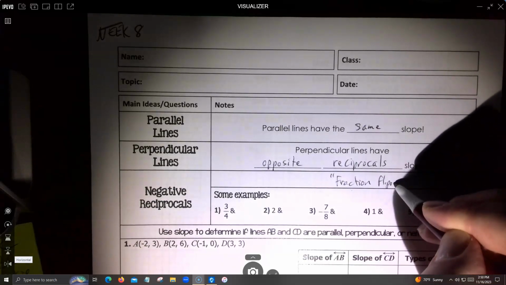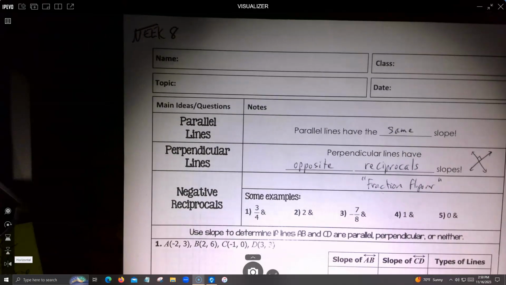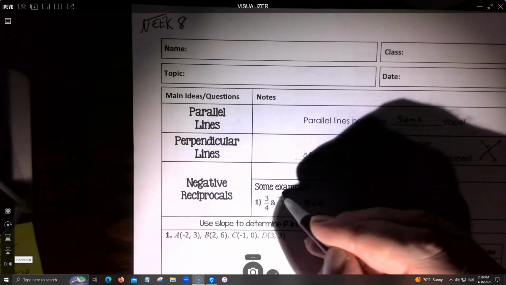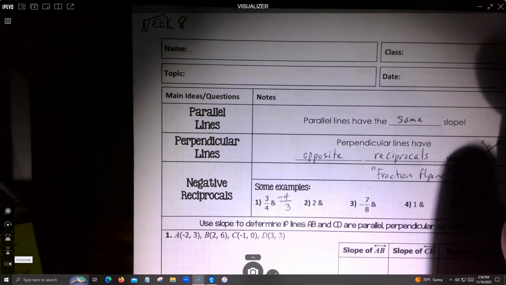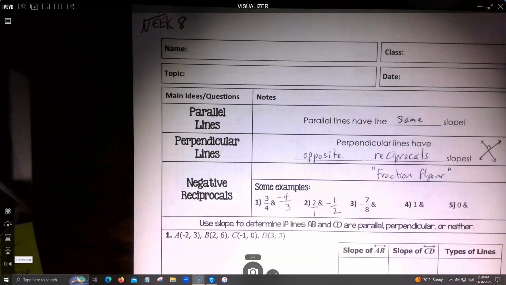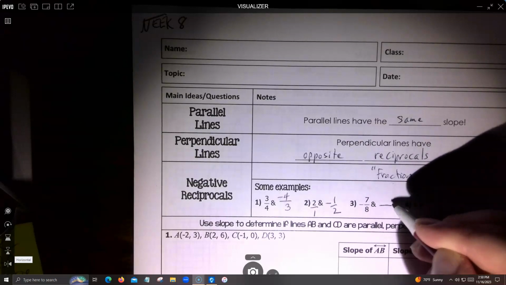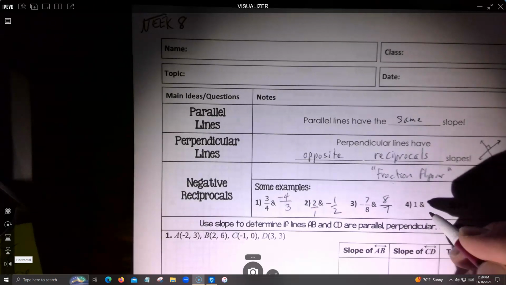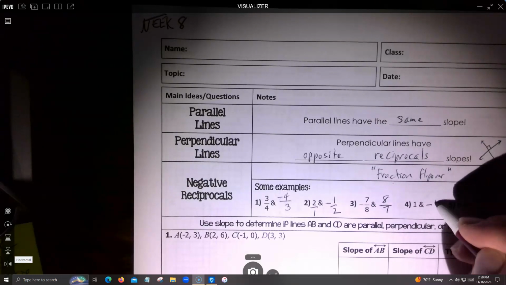Basically, you just turn over. Literally, if you have one slope and you want the other, you're just going to flip it over and change the sign. So if you have 3/4, then you change the sign and flip it over. 2, remember when you write it as a fraction, is really 2/1, so it's -1/2. -7/8 starts off as negative, so the other one's got to be positive, and you flip over. 1, if you flip it over, is just 1, and it's negative.